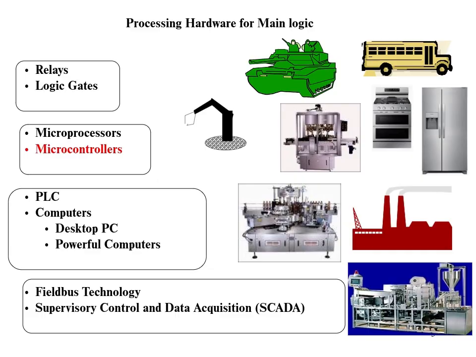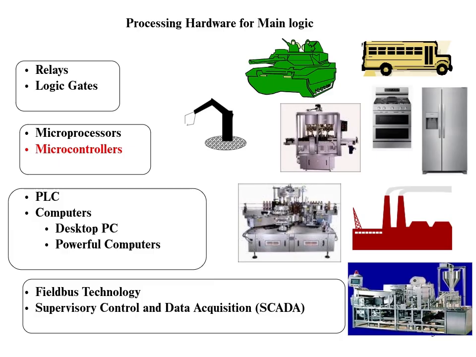The processing hardware for main logic system can be categorized under four categories. The top one is relays, logic gates. Those are usually not used. Long time ago they were used for implementation of the control actions. Then microprocessors and microcontrollers came, and again PLC, computers, desktop PCs, powerful computers are also being used in order to control the plants. And finally, the fieldbus technology and supervisory control and data acquisition are the recent developments.